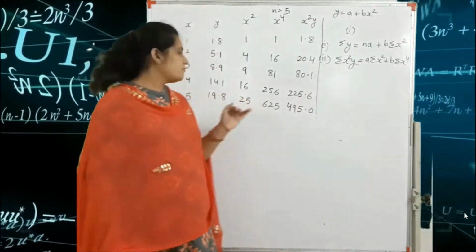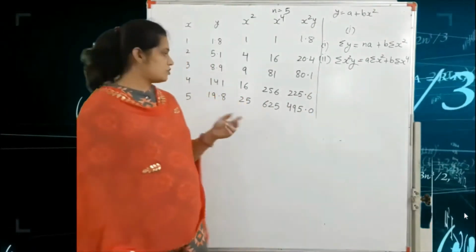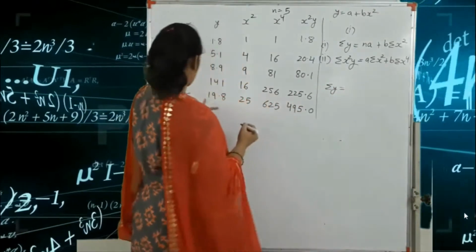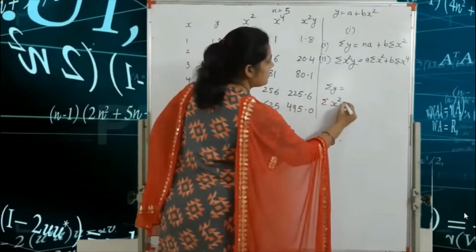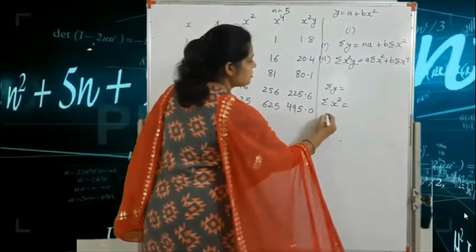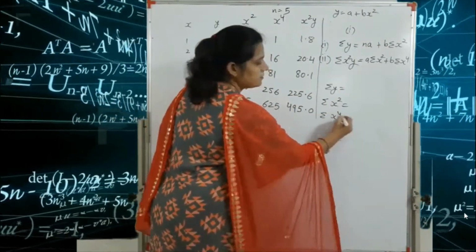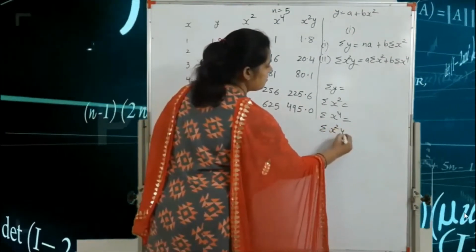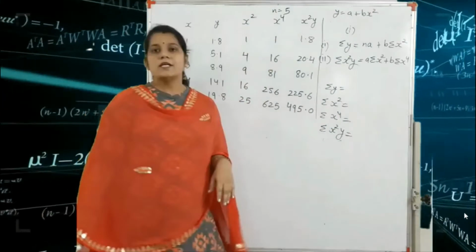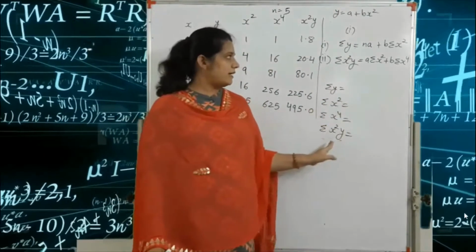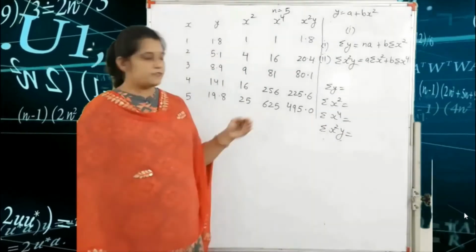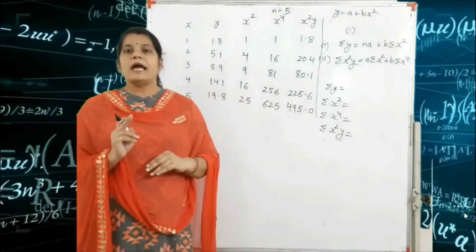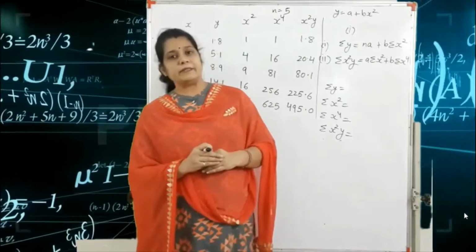After that, we get the values of summation y, summation x square, summation x raised to the power 4 according to the normal equations, and summation x square y. First we find all these values, and after that we put these values in our normal equations 1 and 2 and find the constants a and b.